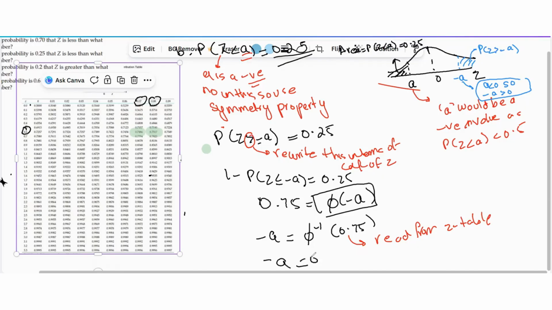So minus A is 0.67. See, minus A is a positive number. So A is minus 0.67.